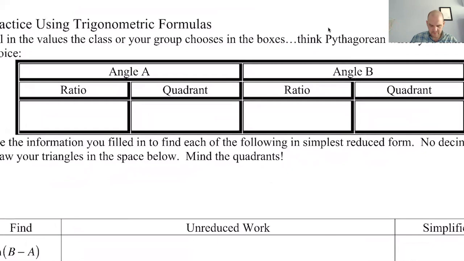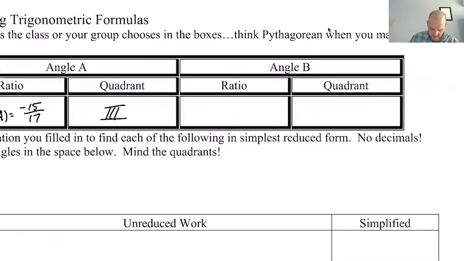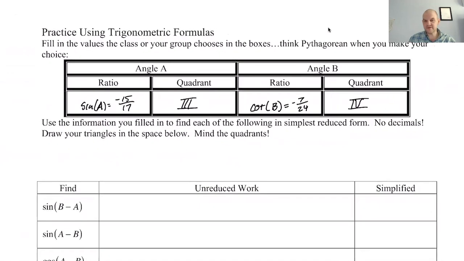So what I'm going to do is just pick my own things. I'm going to say that sine of A is, I don't know, negative 15 over 17. And then sine is negative, so I'm going to put this in quadrant 3. And then I need another ratio. So let's go with cotangent of B, and let's make it negative 7 over 24, and we'll put it in quadrant 4. Okay, so now we're going to do everything based on that.